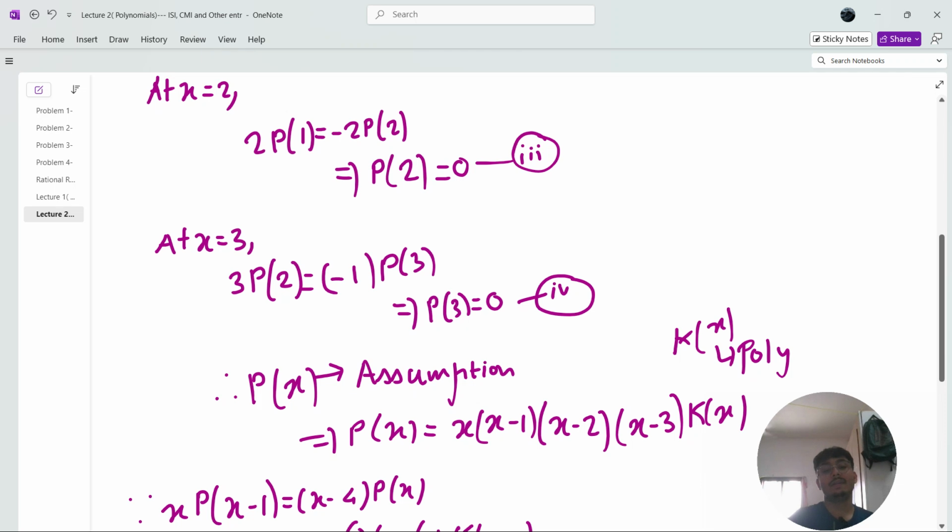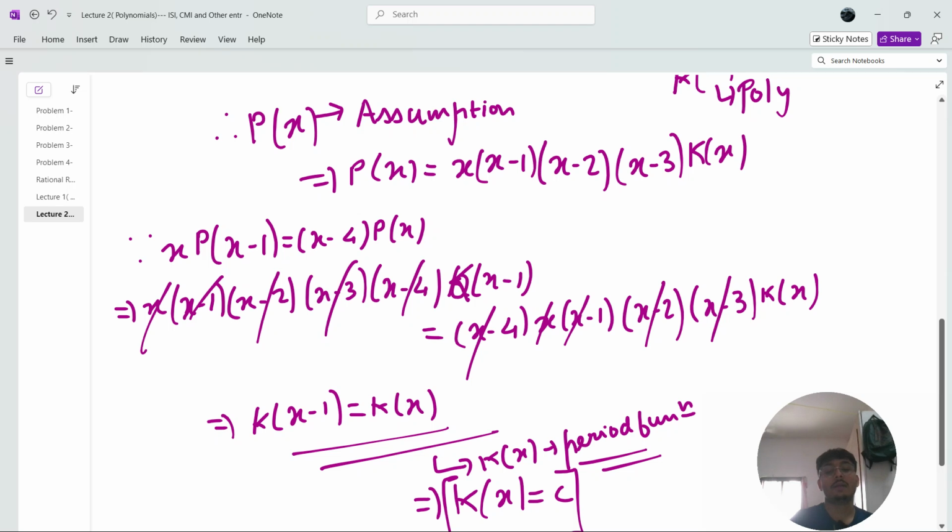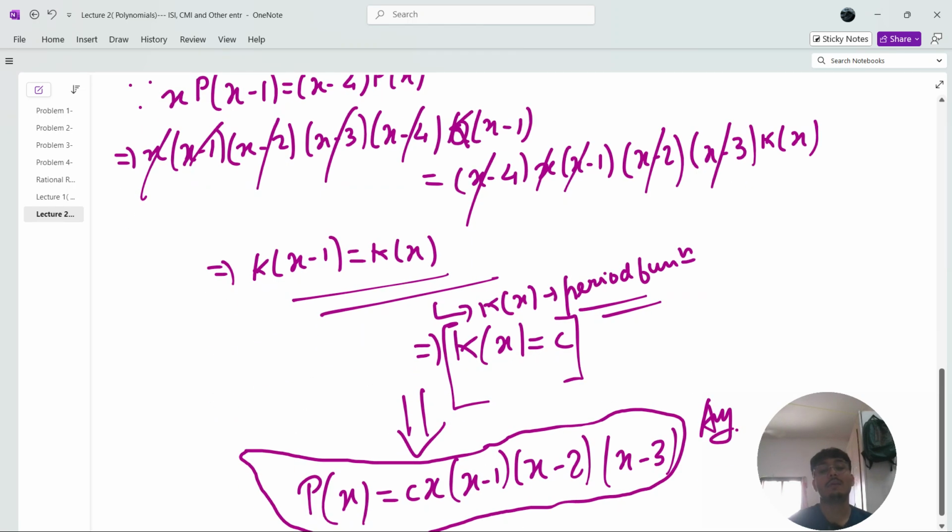So I easily took my p of x to be, since we do not know the degree, but I know my 4 roots at which my p of x is becoming 0, I basically took x into x minus 1 into x minus 2 into x minus 3 into k of x, where k of x is a polynomial, to form the polynomial p of x. Put it in my relation, got a relation between k of x and k of x minus 1. Since both of them are equal, basically I can tell my k of x to be a periodic function since it is getting repeated after a certain interval. So I could take my k of x to be a constant, and hence p of x. We'll take a look at it.